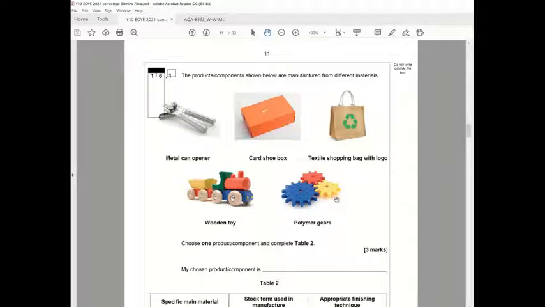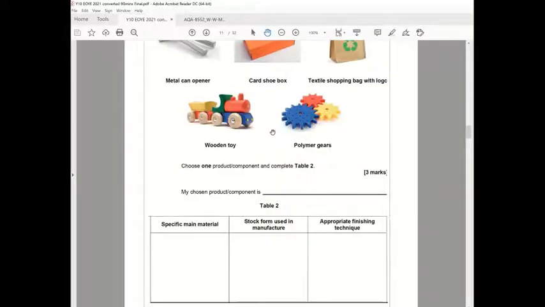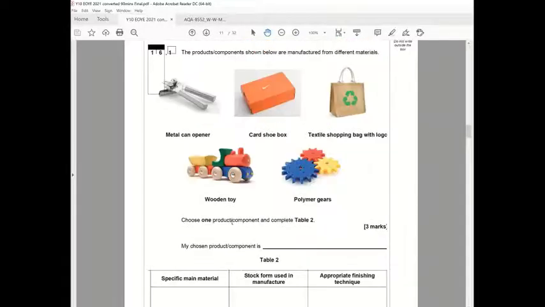So polymer gears would be very durable. That would be made out of something like nylon. Wooden toy, that would be made out of beech. I would have thought maybe a softwood pine, making sure it's quite light. Can opener stainless steel and corrugated cardboard. So the specific main material for the wooden toy would, for example, be pine, would be beech. Some of you put oak, and I'm absolutely fine with that.